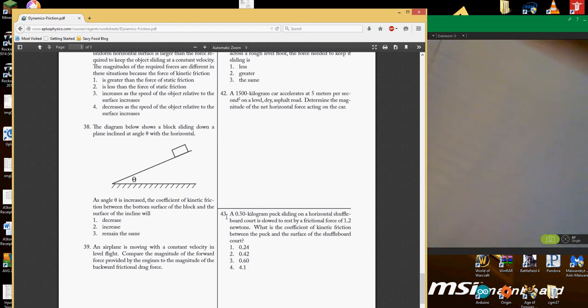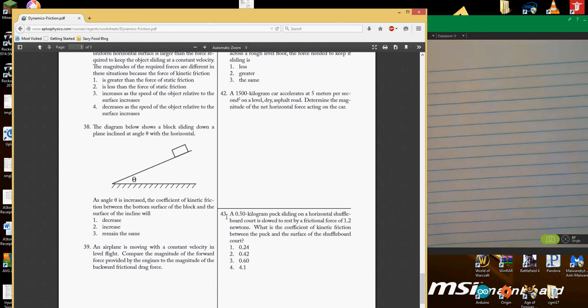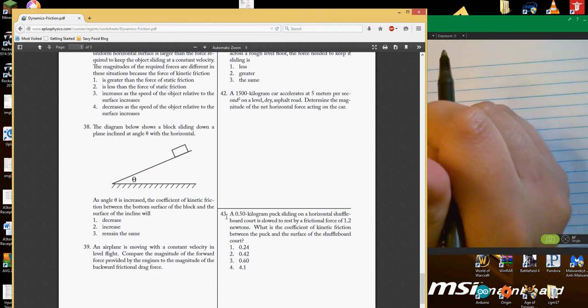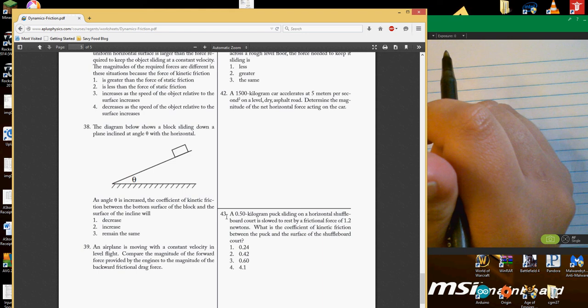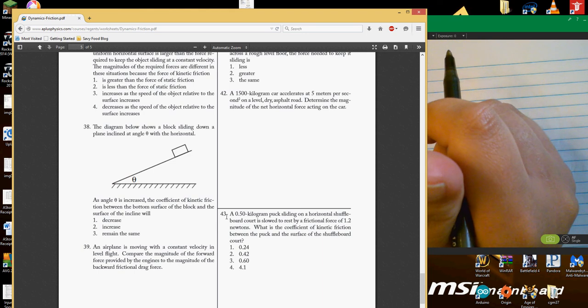Alright, next one we're going to do is question number 40. Question 40 has an 80 kilogram skier who slides on wax skis along a horizontal surface of snow at a constant velocity while pushing with the poles. What is the horizontal component of the force pushing forward? So we have to make sure that we know what the horizontal component is.